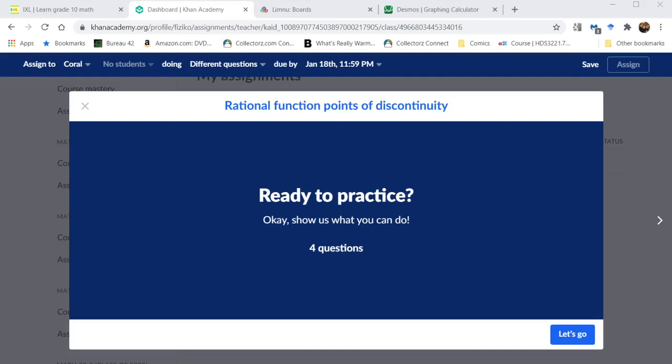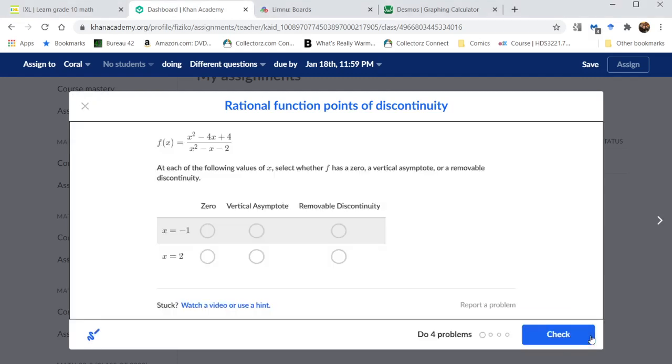All right, so we are going to look at exercise 1.03, number 1. Rational function points of discontinuity. In each case, we have a trinomial over a trinomial, and we have to classify the points as a zero, a vertical asymptote, or a removable discontinuity.